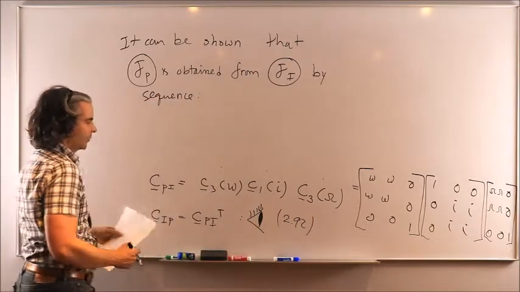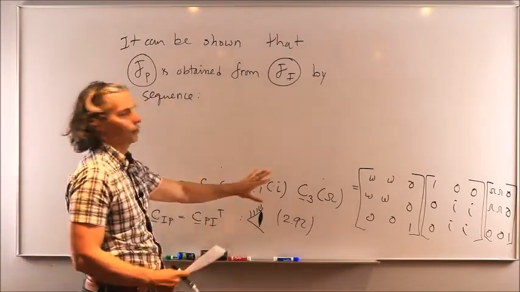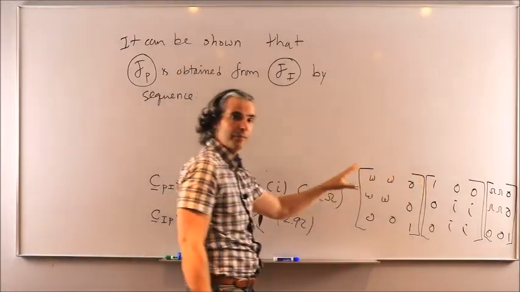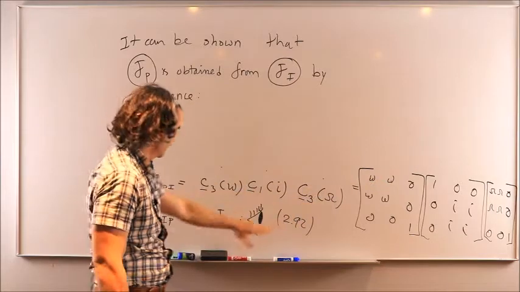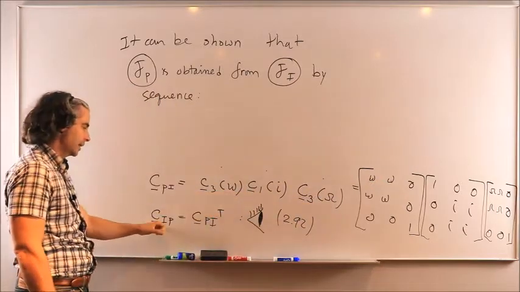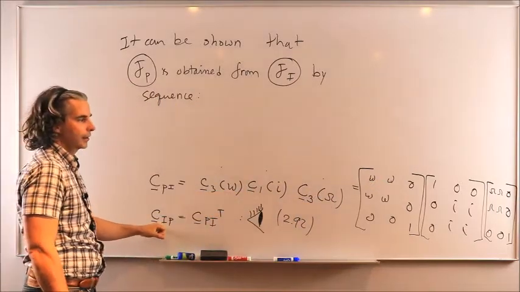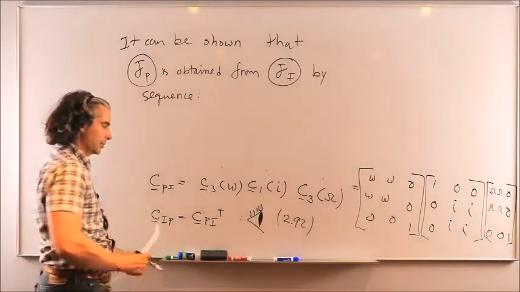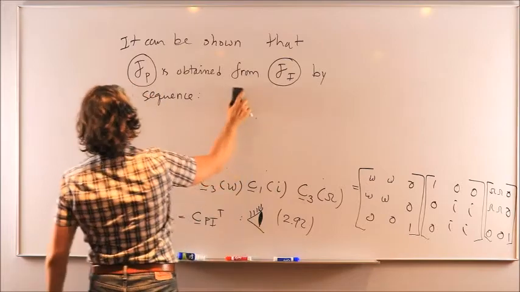So I would highly recommend that you try this out on your own to confirm that you are indeed able to multiply three 3x3 matrices together and then take the transpose of that to get CIP, okay? Because again, if you can't do that simple operation, you're going to have a hard time in the rest of the course, and especially during exams.